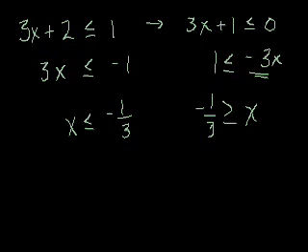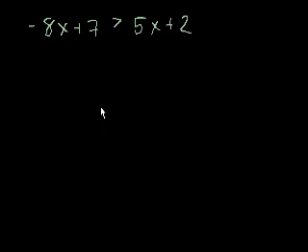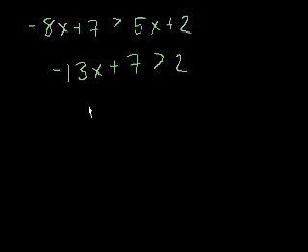Let's do a couple more problems. Let's erase this thing. There you go. I'll do a slightly harder one. Let's say -8x plus 7 is greater than 5x plus 2. Let's subtract 5x from both sides. Negative 13x plus 7 is greater than 2. Now we can subtract 7 from both sides. Negative 13x is greater than -5.